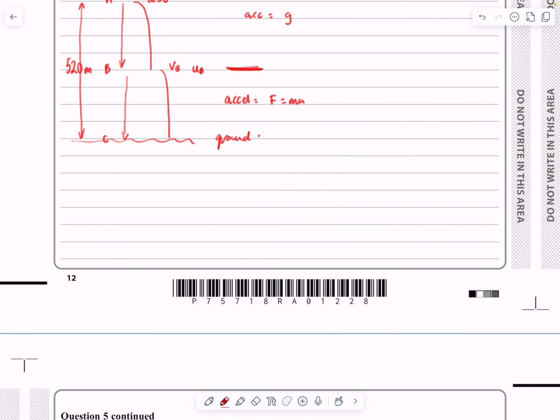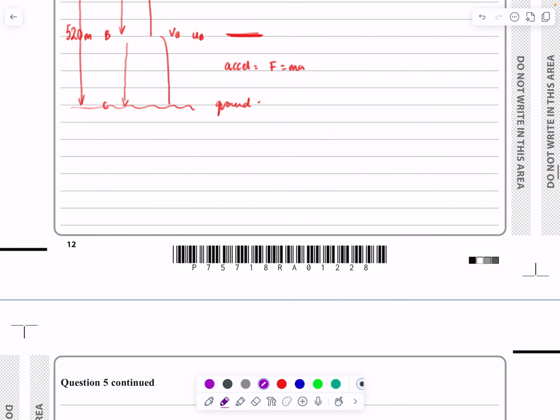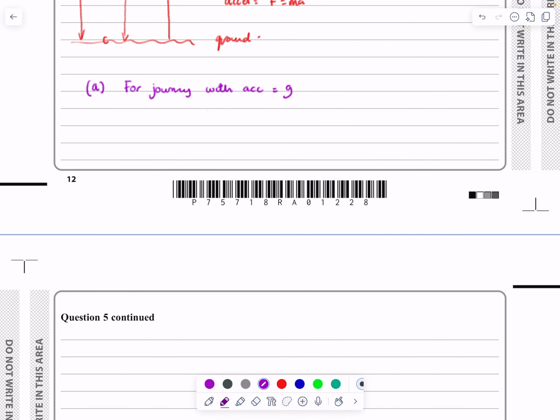So now if I was going to be actually having a go at doing the answer, I would say, right, part A, for the journey with acceleration equal to g, I'm going to say we have this, so the purple bit would be my actual answer. I'm still going to call it A and B here. I'm going to say u is equal to 0. In fact, let's just do the SUVAT. I'm going to say s, u, v, a, and t.